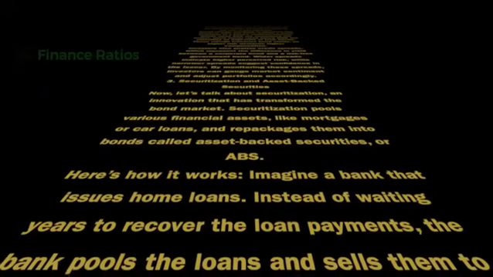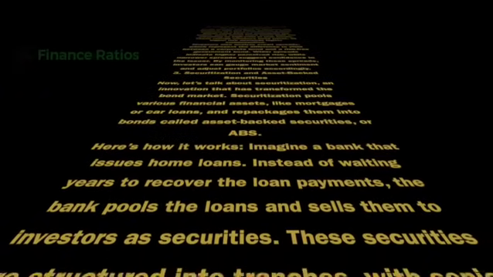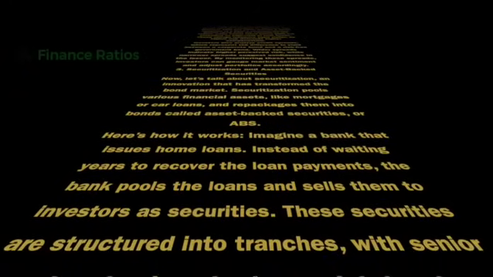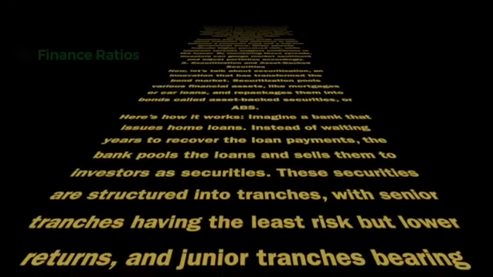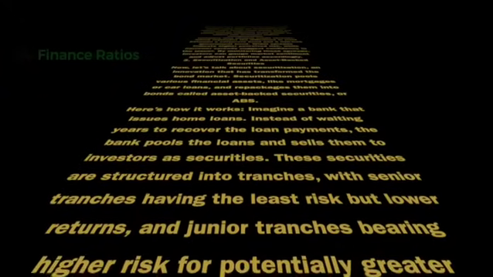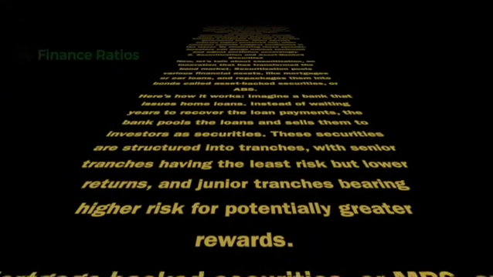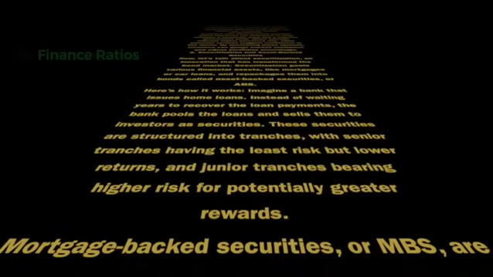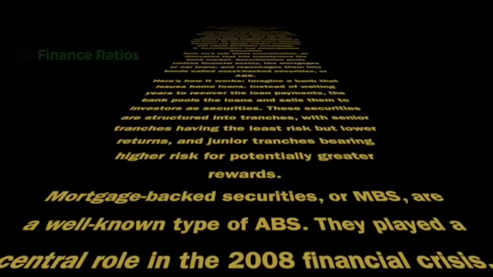Instead of waiting years to recover the loan payments, the bank pools the loans and sells them to investors as securities. These securities are structured into tranches, with senior tranches having the least risk but lower returns, and junior tranches bearing higher risk for potentially greater rewards. Mortgage-backed securities, or MBS, are a well-known type of ABS.